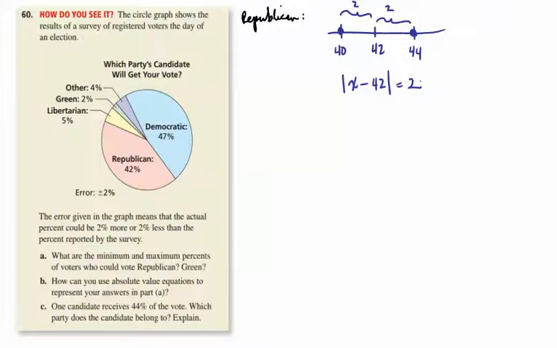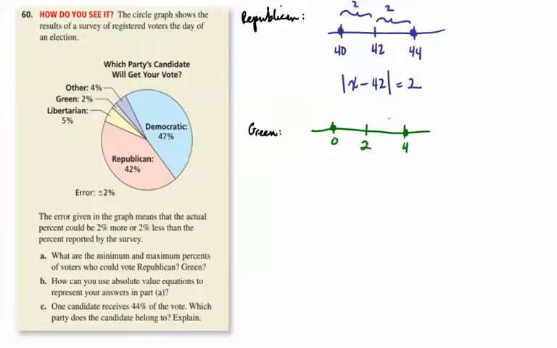Next, green. All right, so green in the graph says 2%. But again, we know that it could be 2% less than that because the percent error is plus or minus 2. So it could go down to 0 or it could be as high as 4. Now we know that it can't be less than 0, but it could go down to 0, be as high as 4.